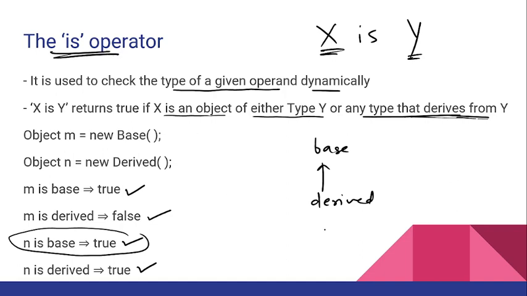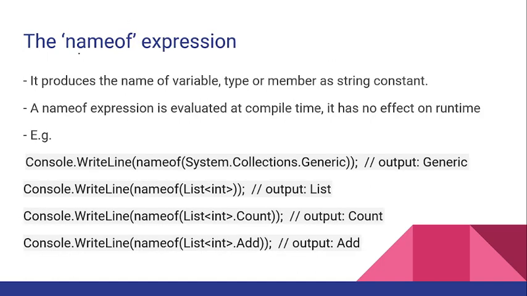I can dynamically check the type of a given variable or object. The nameof expression is not that great as such. It produces the name of a variable, type or member as a string constant. Okay, it is evaluated at compile time, so no effect at runtime. So see, what I've done is I've tried printing the nameof System.Collections.Generic, so the output is going to be Generic. So it is extracting the name as a string constant. See, I'm putting nameof list of int type when I create it. So it understands that this is a list type, that's our output.